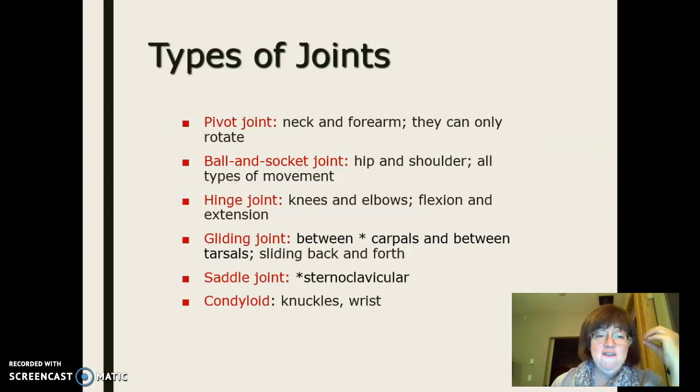Now, there are 6 types of joints, and if you look at them, we'll do a little dance and we'll show you them.